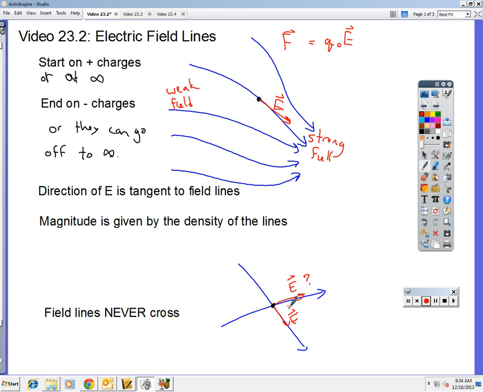Well, it turns out you can't have an electric field that has two different values at a point in space. And so the fact that the field lines can't ever cross is a consequence of the fact that each point in space only has one value of the electric field. So you can't have field lines cross. If you're asked to draw field lines and they cross, you did it wrong.